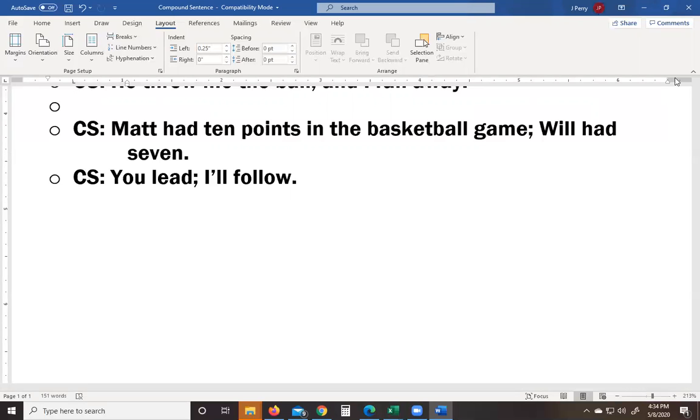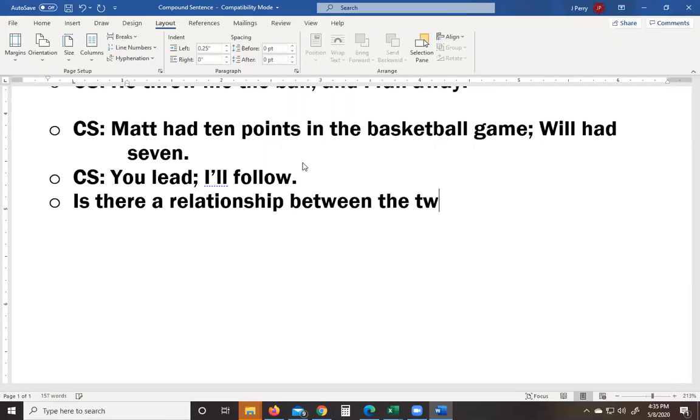So the question on whether or not you should use a comma and a coordinating conjunction versus this one is, you ask 2 questions. The first one is, the same thing goes with this one. You lead, I'll follow. Let's go down here. So the first question that you should ask when you're trying to determine if these ones are is there a relationship between the 2 clauses?